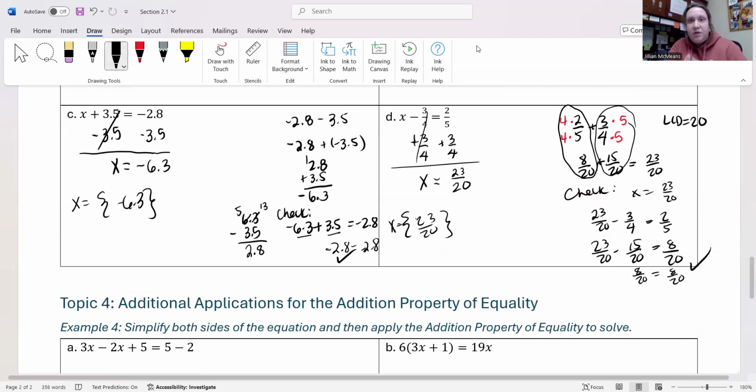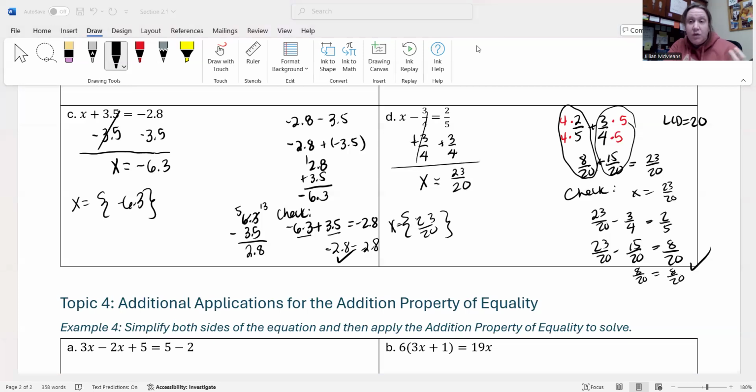All right, and that's it for this particular topic. So make sure you understand how to use the addition property of equality with integers, decimals, fractions. They could all show up.